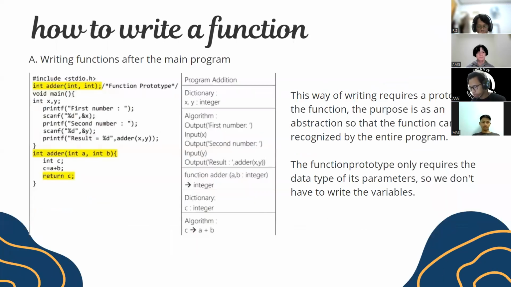And now let me explain how to write a function. First, we have writing a function after the main program. This way of writing requires a prototype of the function. The purpose is as an abstraction so that the function can be recognized by the entire program. The function prototype only requires the data type of its parameters, so we don't have to write the variable names. We can see here an example of the code. Next.